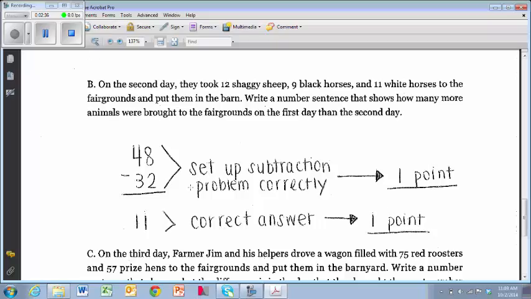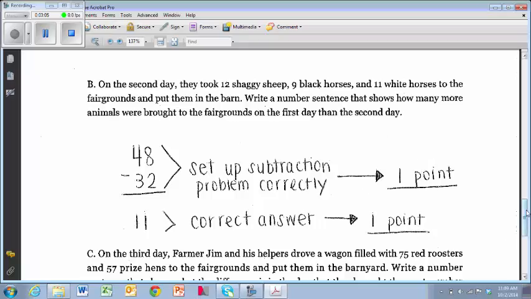You'll also notice that the 32 right here is from adding up the number of animals, 12, 9, and 11. So that should be done somewhere. You'll probably see 3rd grade scholars writing that out off to the side somewhere. That shouldn't count against them either. So if they have something like 31, but it's still set up correctly and they know that they need to subtract, you should still give them the 1 point for setting it up, but then 0 points for the correct answer.